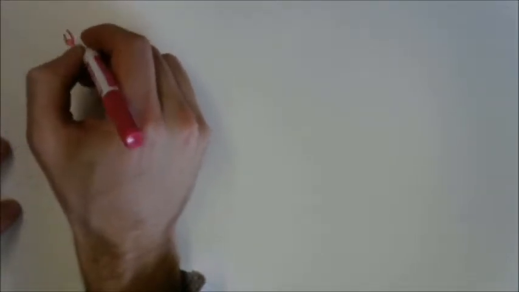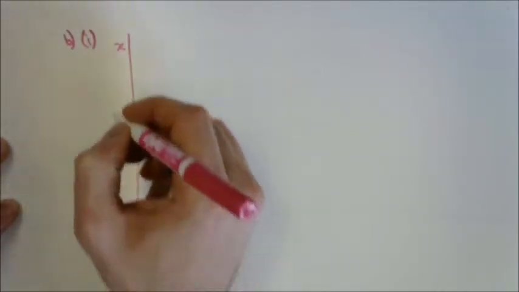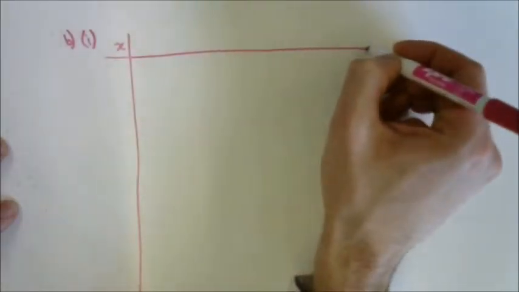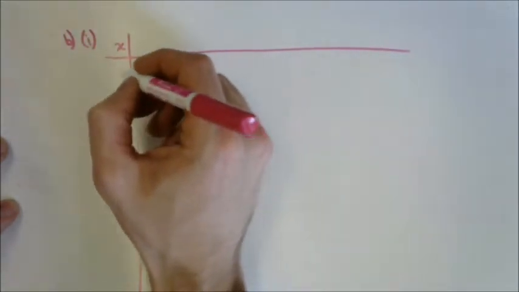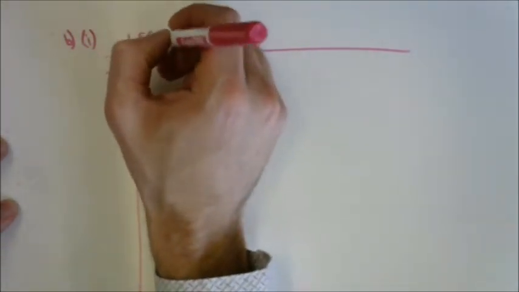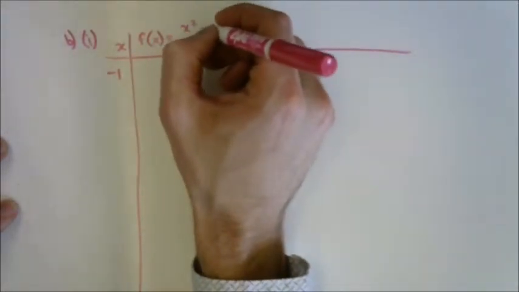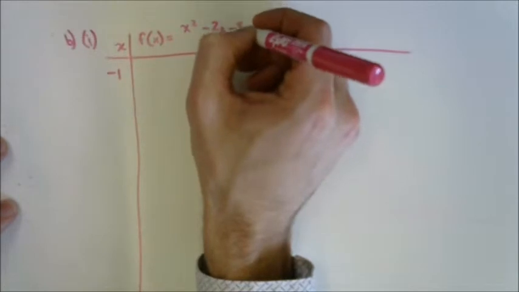Okay, so we are going to test our 3 points for the two functions in B. We're going to do that the exact same way that we did it in A. So we've got B, step 1, we're going to test 3 points. The first of those points being negative 1. And we're first going to put it in f of x equals x squared minus 2x minus 8.